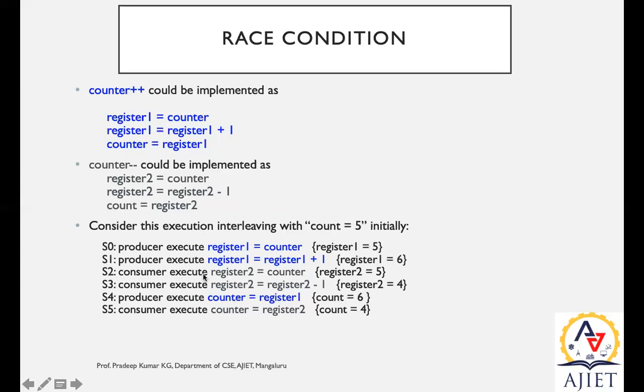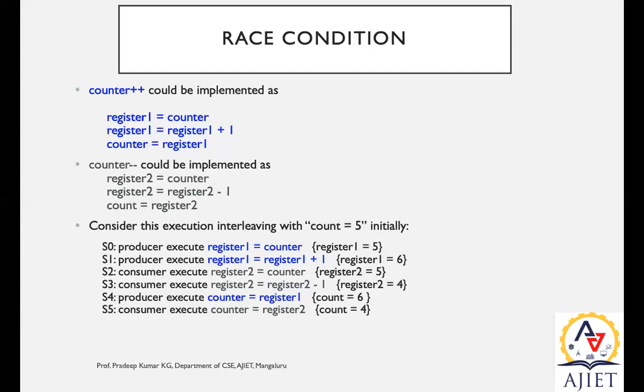We'll see an example here, where the outcome of the execution depends on the particular order in which the access takes place. Consider the scenario here: S0, S1, S2, S3, S4, S5. The producer executes a register, and the counter is incremented by 1, saying that the producer has produced some data. On the other side, the consumer executes the register by decrementing the value. Same thing. So only one register has been updated. So now two or more processes are accessing the same data.